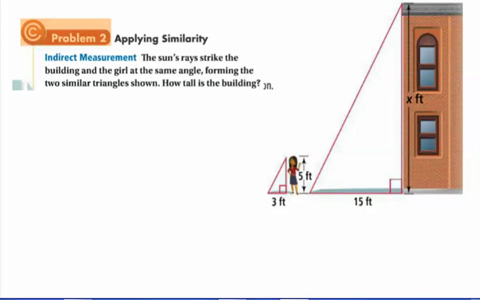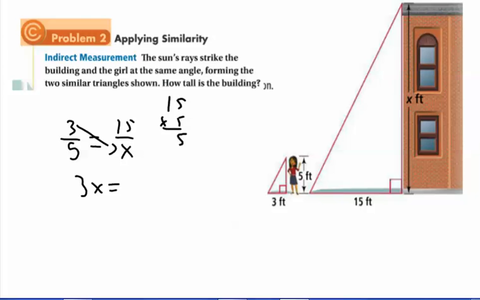This one is applying similarity. So you can see you have similar triangles. You got a 3 foot, 5 foot, and 15 and x foot. So how tall is the building? Well, you set that up. You can go 3 over 5 is equal to 15 over x. And so now I'm going to cross multiply. I got 3x and then 15 times 5. What is 15 times 5? That's 75, right?